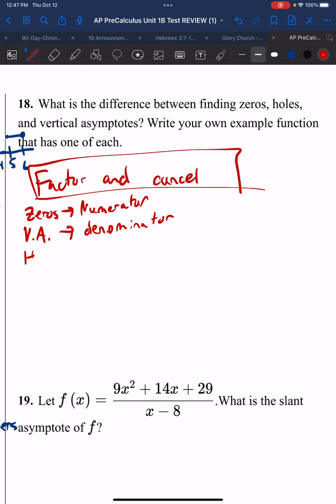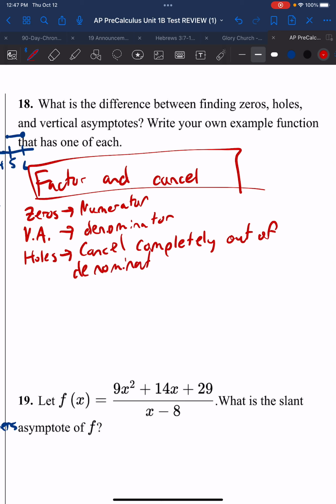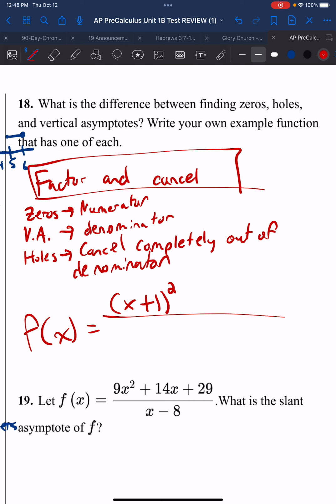And then holes cancel completely out of the denominator. So an example would be, if I wanted to make a hole, it doesn't have to cancel out of the fraction completely, just as long as it cancels out of the denominator completely.